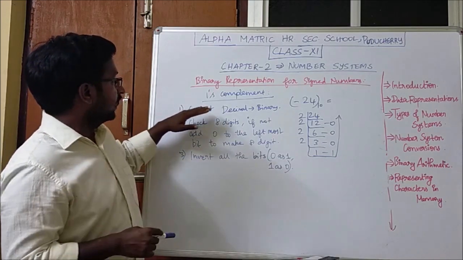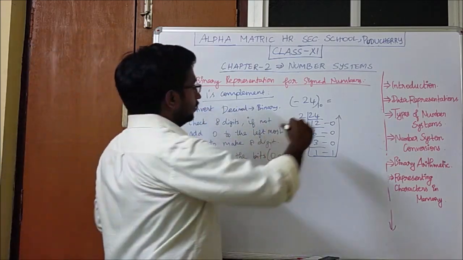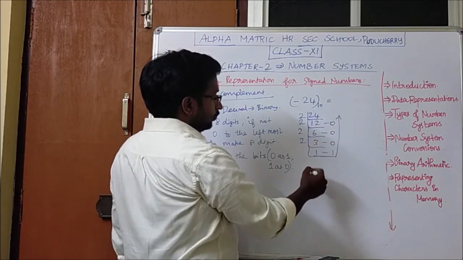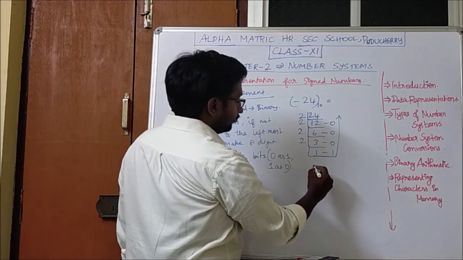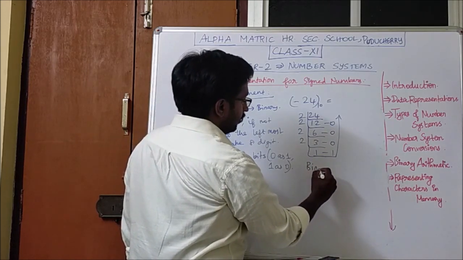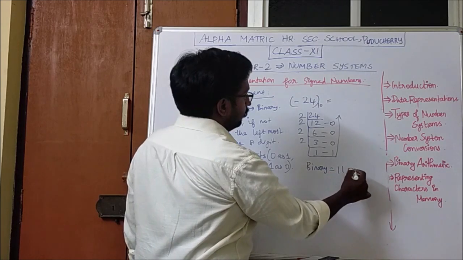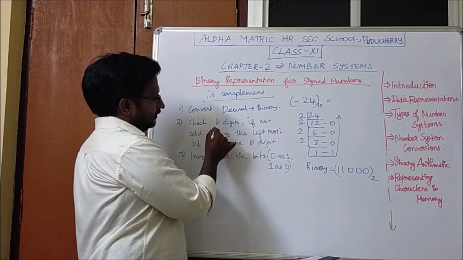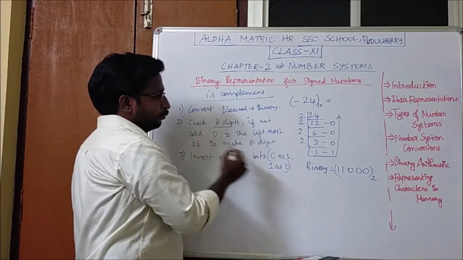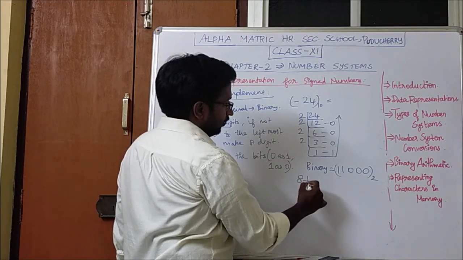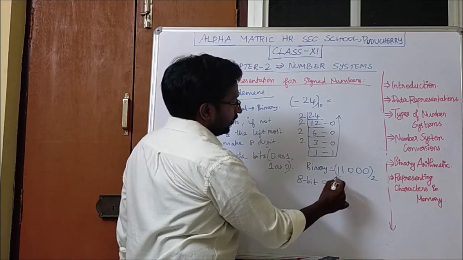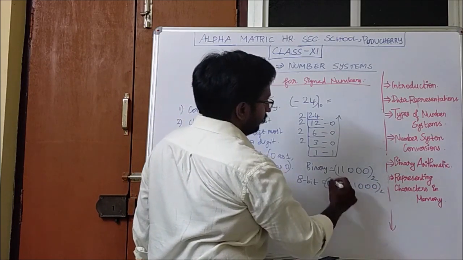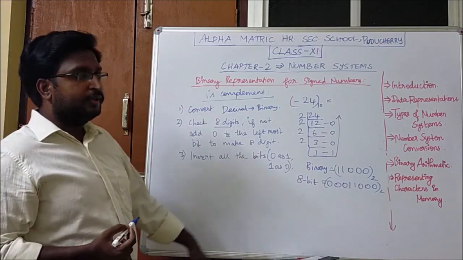So let us see the steps. Convert the given decimal to binary. Here minus 24 is the given decimal number. I have converted it into binary using the normal division method. This is the binary form, that is 11000. Check whether it contains 8 digits. If not, add 0s to the leftmost side. We need 3 zeros to make it an 8-digit number. This is the 8-bit form.